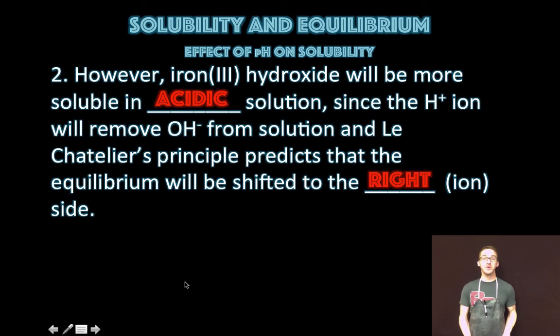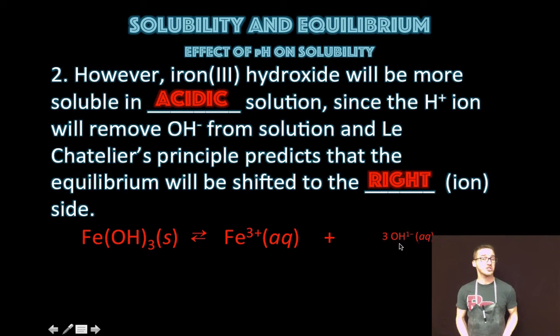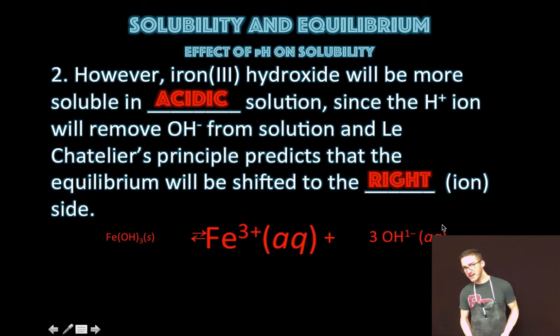However, iron(III) hydroxide will be more soluble in acidic solution, since the acidic hydrogen ion will remove that hydroxide ion from solution, and therefore Le Chatelier predicts we'll shift to the right or the ion side. Again, my iron(III) hydroxide equilibrium, if I put it in an acidic solution, the hydrogen ion is going to react with hydroxide and essentially remove it. Le Chatelier says we're going to shift then to the right, making a greater amount of ions, less solid, more soluble.